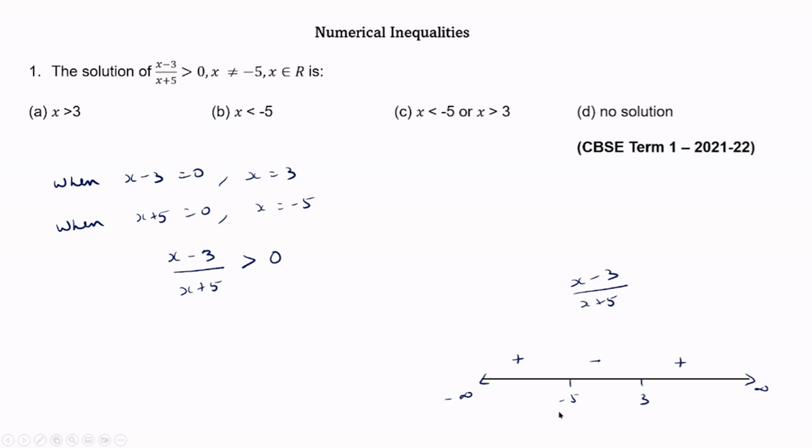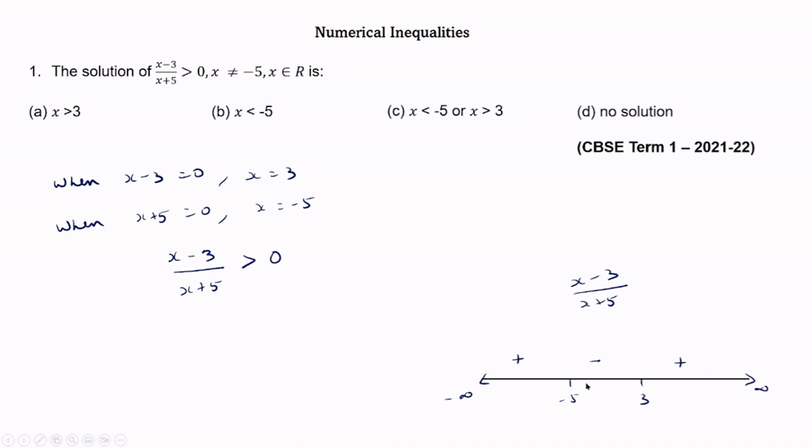And then when x takes values less than minus 5, say for example, when x takes minus 6, here we have (minus 6 minus 3) by (minus 6 plus 5). So it is minus 9 by minus 1, which is positive. So this function (x minus 3) by (x plus 5) is positive in this interval. So when we have inequations of this type, this is how we have to proceed.